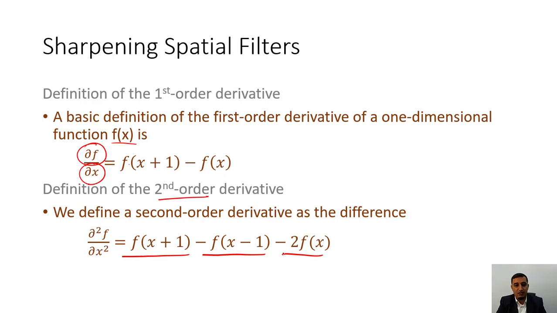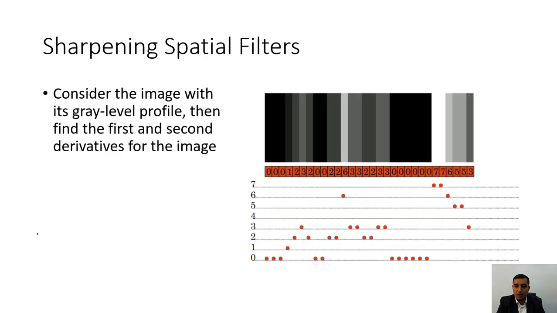This is the definition of the second derivative for a function. So let's apply this a little bit. You can see here we have different values. These three values are zeros. This is a one, and it's applied here as an image to show you the values.